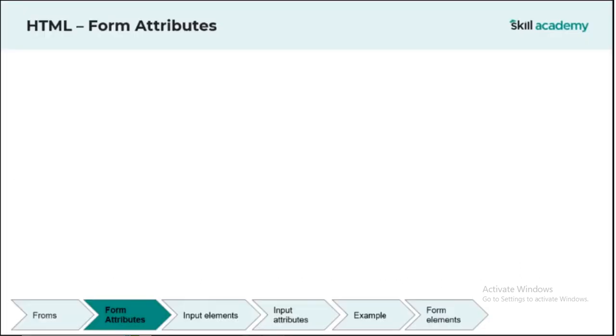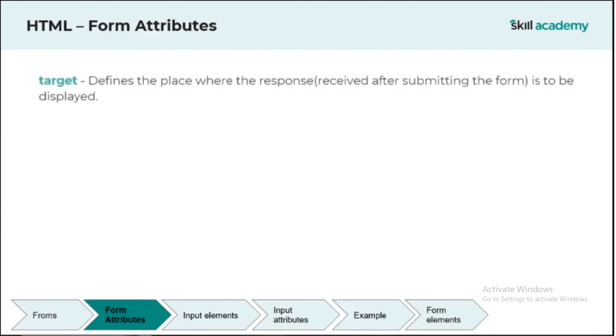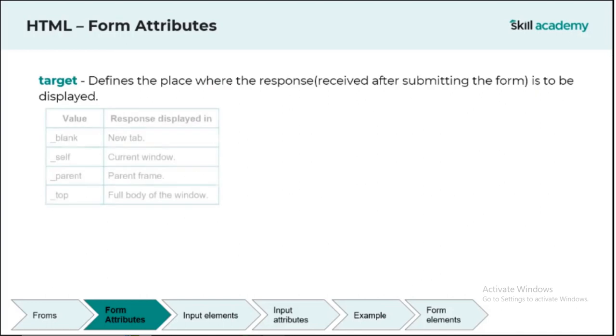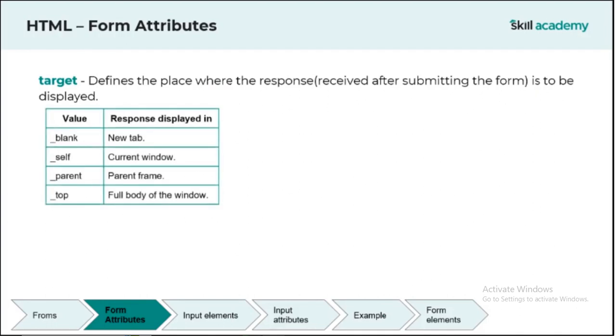Now we have some more HTML form attributes. We have target. It defines the place where the response will be displayed, meaning where you are going to receive the information after submitting the form. In target we have these values: _blank, it will be displayed in a new tab; _self, this will display the information in the current window; _parent will display the information in the parent frame; and _top will display the information in the full body of the window. So target is one of the attributes which we can use in the form tag.